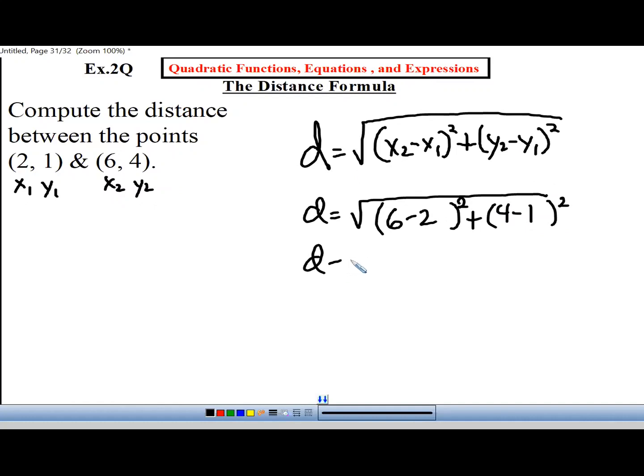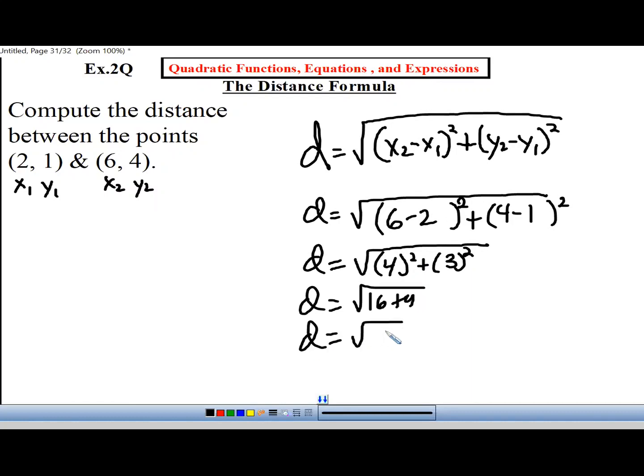So we end up with D equals square root of 4 squared plus 3 squared. And this is D equals square root of 16 plus 9. D equals square root of 25. And what is square root of 25? D equals 5 units. Hands, have you got that?